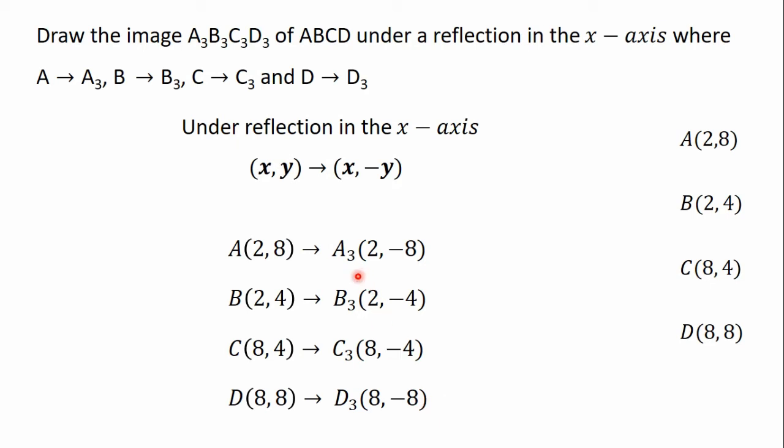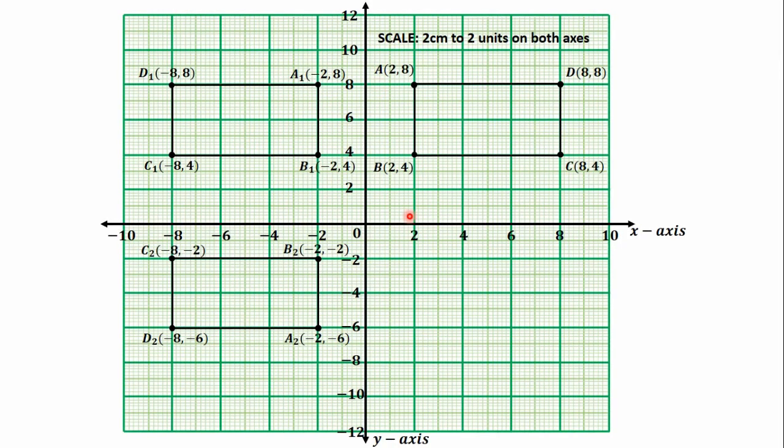So we now have the coordinates of A3, B3, C3, and D3. We will plot them on the graph sheet and join them to get the image rectangle A3, B3, C3, D3. Let's do that. So at this point in the question, we have the rectangle ABCD, rectangle A1, B1, C1, D1, and rectangle A2, B2, C2, D2. We are going to draw the rectangle A3, B3, C3, D3.